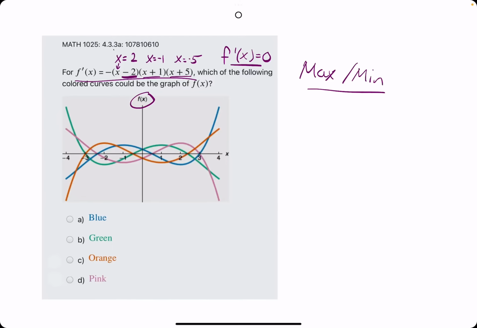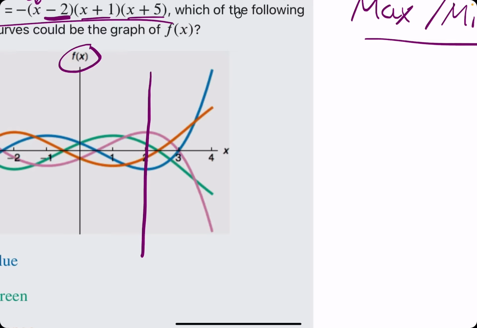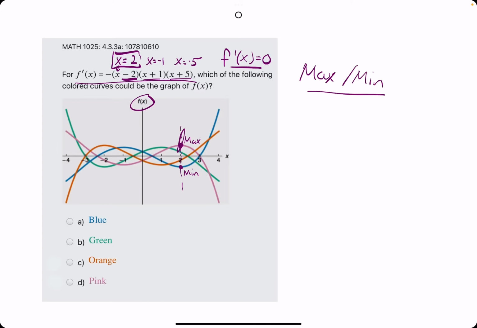Let's start just with one value. So x equals 2. When we look at x equals 2, we want to find the two colors that have either a max or a min along this vertical axis. It looks like pink has a max and blue has a min. And right away, because green is slanted and orange is slanted, no maxes or mins, that means that we can eliminate green and orange just like that.